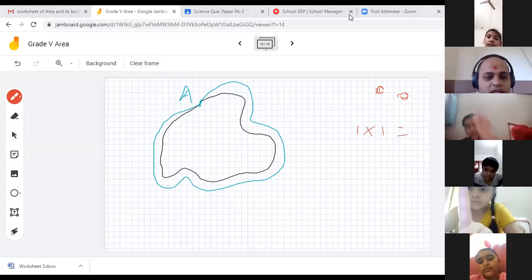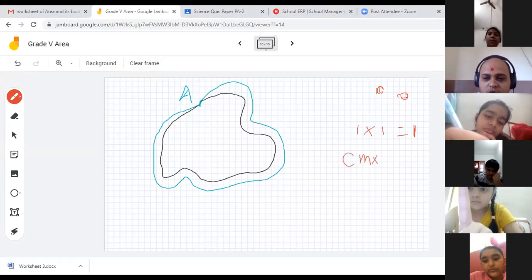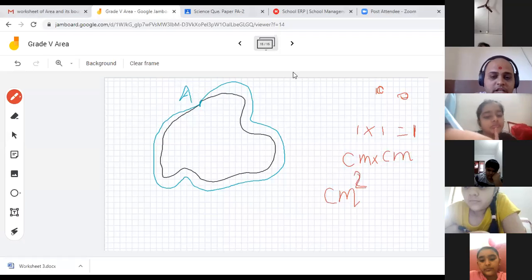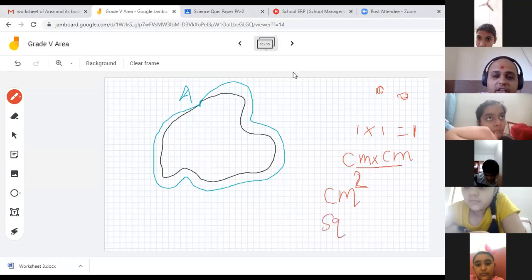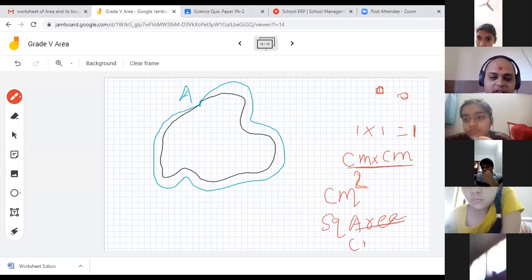1 into 1 is 1 only, right? Now centimeter into centimeter. It is written as centimeter to the power of 2. This raising the power you will see in standard 6. This shape is called a square, so it is called square area. Since the unit is centimeter, it becomes square centimeter.